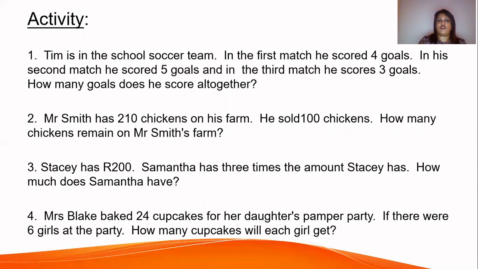Right, this is an activity. Let me give you a minute or 2 to look at each one, see what operation you're going to use and how you're going to get your answer. I will do the answers just now with you. It's on the next slide. Look at the clues. Remember, addition, subtraction, multiplication, and division give you clues or words that you can use to help you identify whether you're going to use addition, subtraction, multiplication, or division. It guides you as to which operation to use.